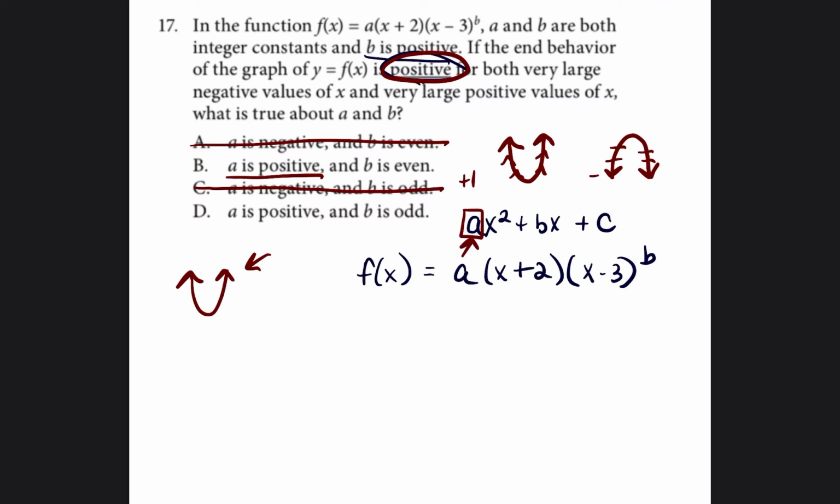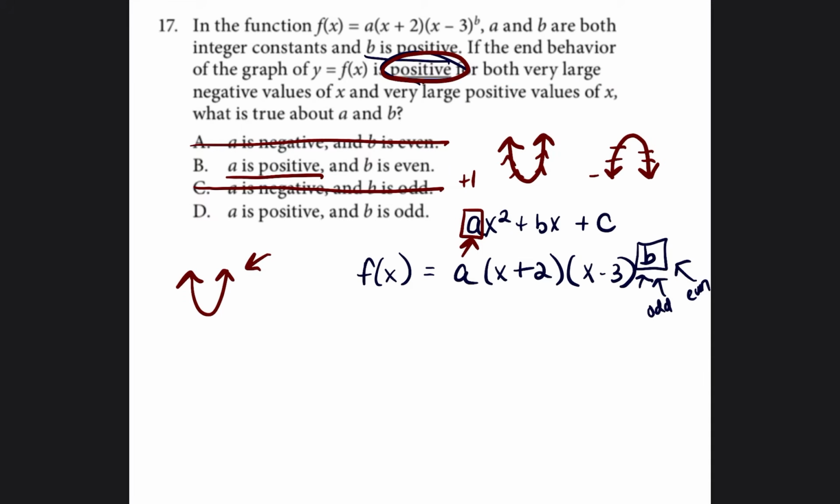So now what they're asking is, if the value for b is odd, or if it should be an even number. Should the value of b be odd or even? And what they want to happen is, whatever number we put in for b, they want us to end up getting a positive answer when we put in a very large positive number and a very large negative number. So what I like to do is test this out just with a very simple number.